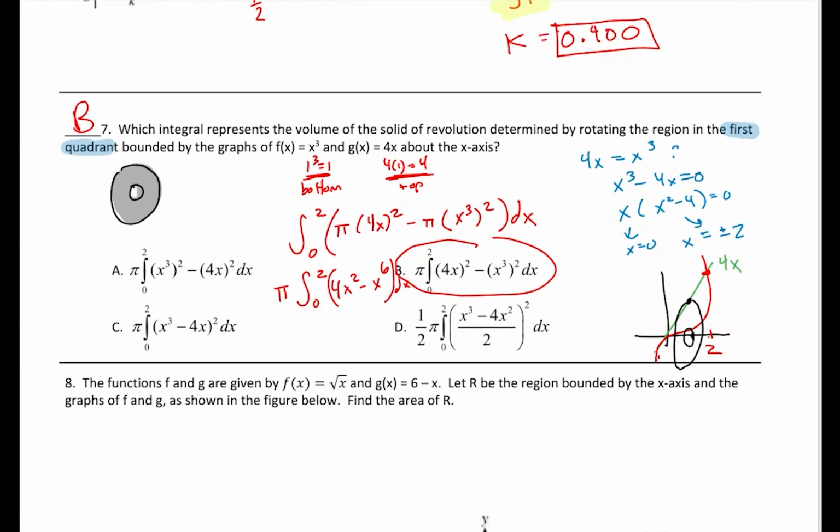Now, since the test I'm going to give you is going to be all calculator, I would just throw these into Desmos and look to see which one's on top and which one's on bottom. But it is definitely doable without that.